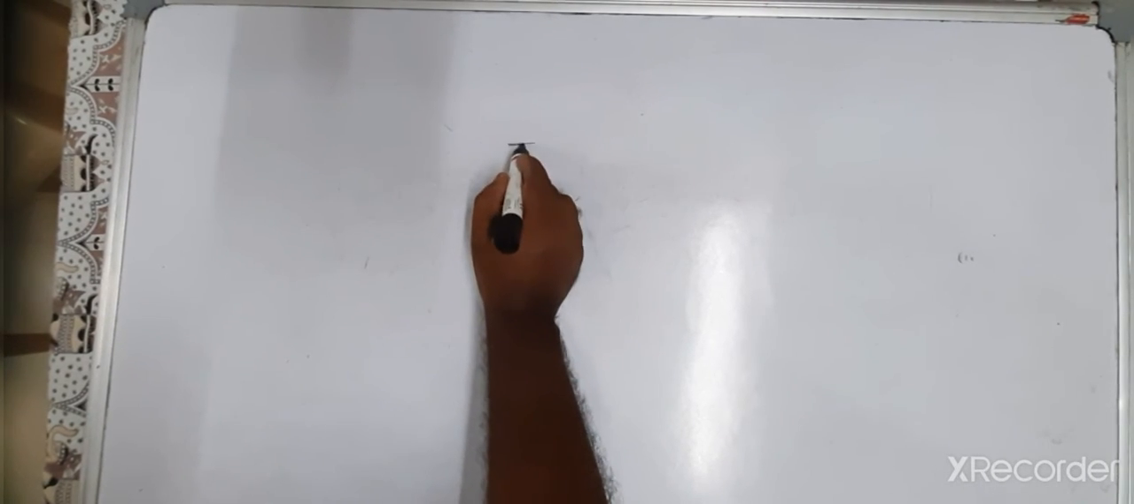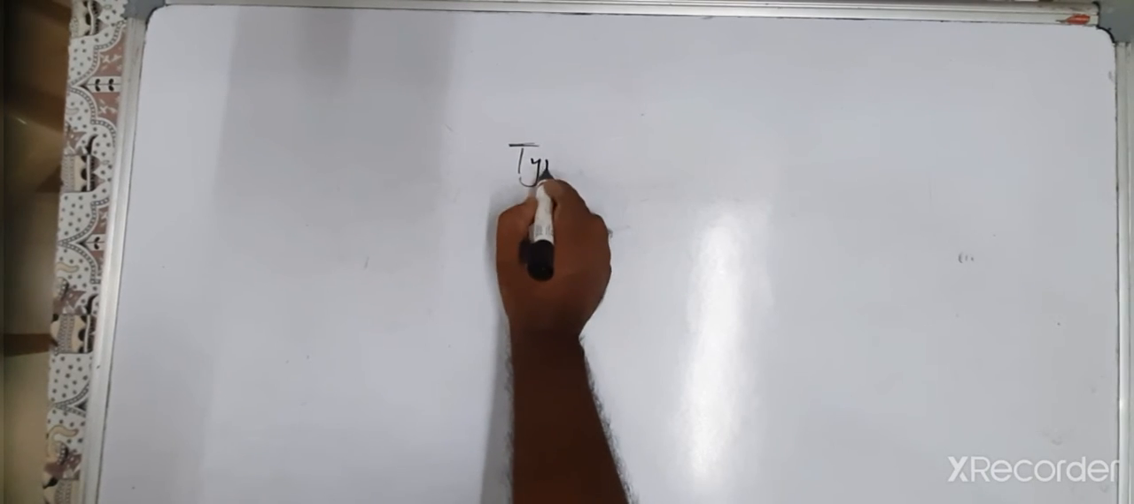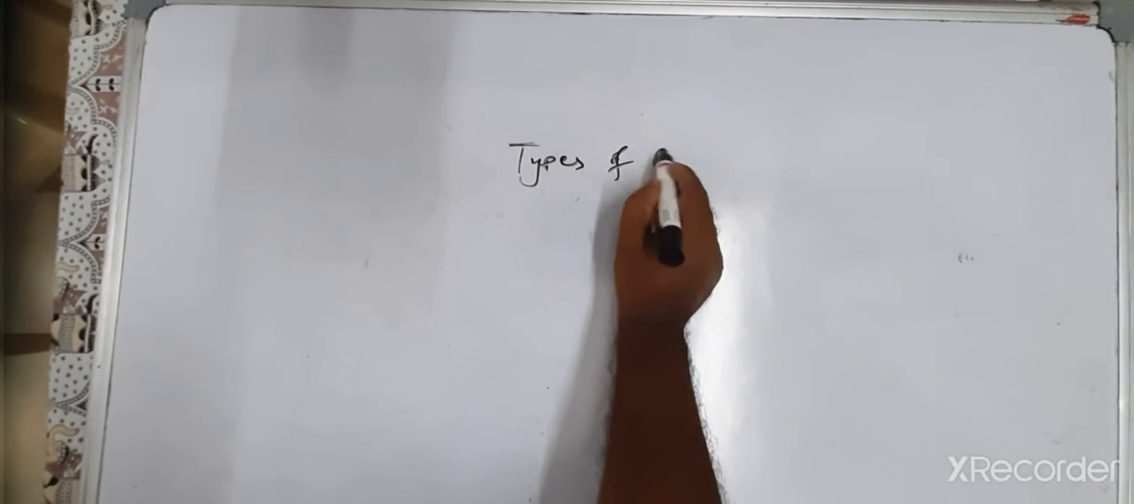Today we discuss the types of relation. Previously we discussed the Cartesian products and the definition of the relation. Now we discuss the types of relation.